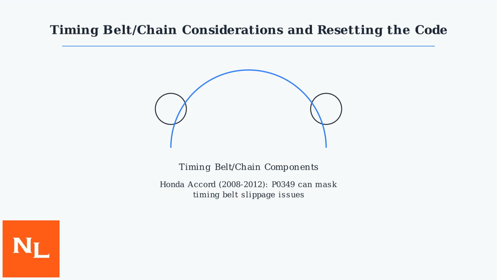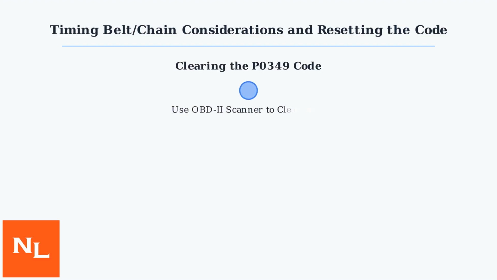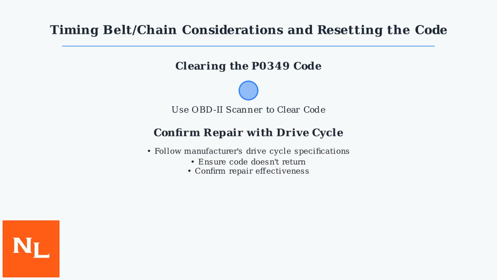from 2008 to 2012. After completing any repairs, clear the P0349 code using an OBD2 scanner. Perform a drive cycle as specified by your vehicle's manufacturer to confirm the repair and ensure the code doesn't return.